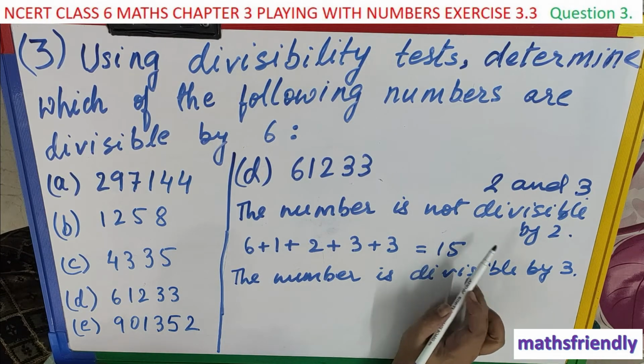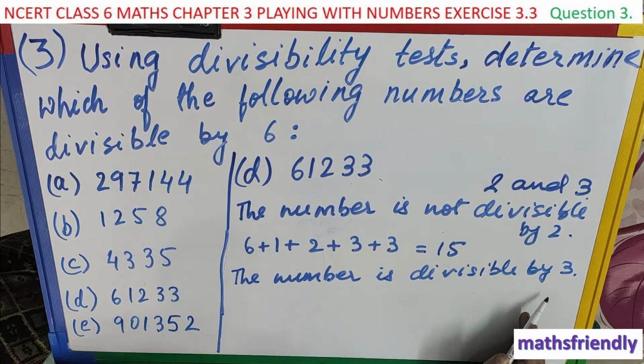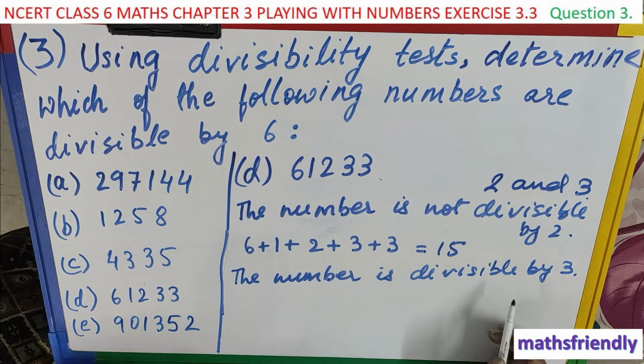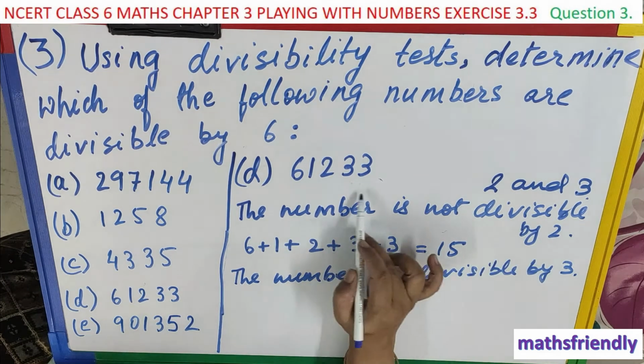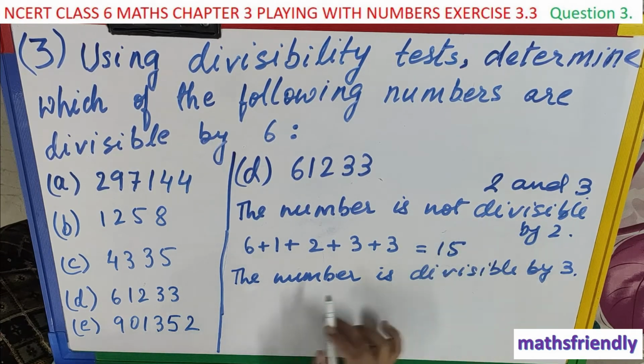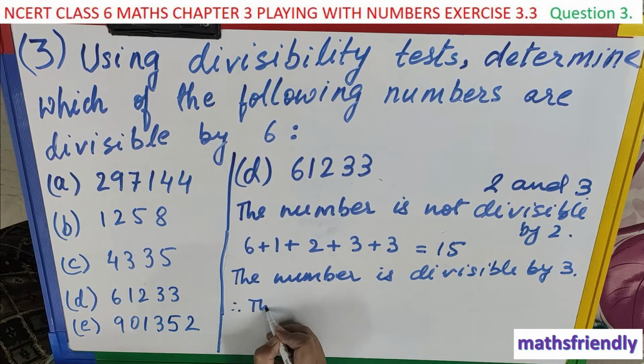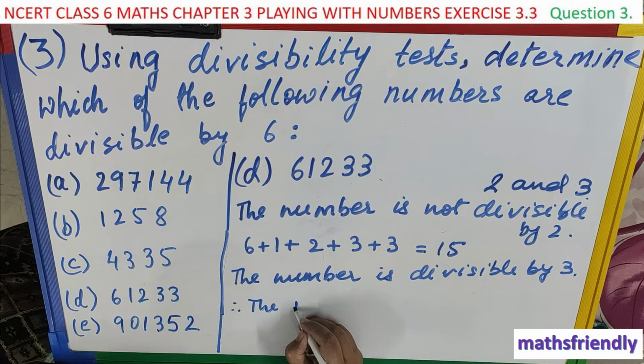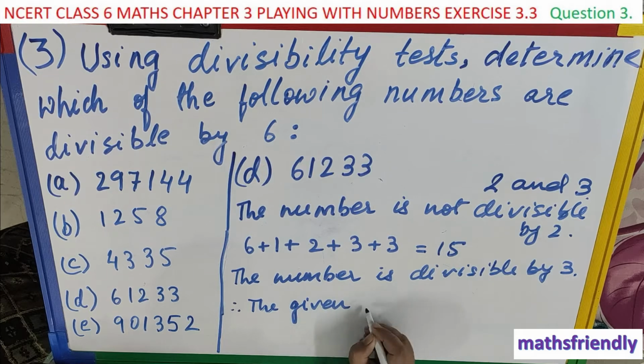The number is not divisible by 2, but it is divisible by 3. It means it is not divisible by 6, because to be divisible by 6, it has to be divisible by both 2 and 3, but this is not divisible by 2 and this number is divisible by 3. So therefore the given number is not divisible by 6.